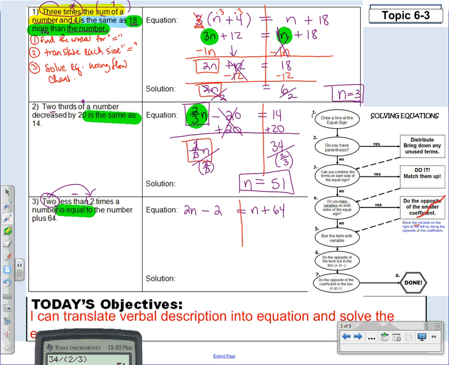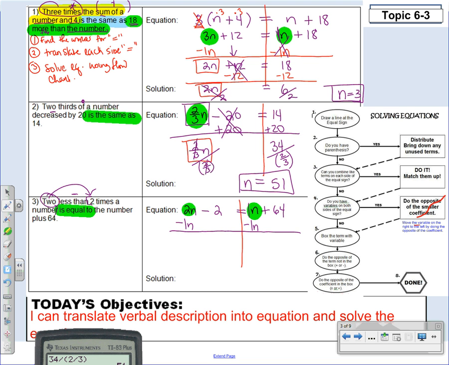We'll draw a line. Do we have parentheses? No. Can we combine like terms on each side? No. Do you have variables on both sides? Yes, we have a 2n and we have an n. Do the opposite, or move the variable that's on the right. So our variable on the right is a 1n. We move it by doing the opposite of a coefficient. We have a positive 1n, so opposite's going to be a negative 1n, or a minus 1n.